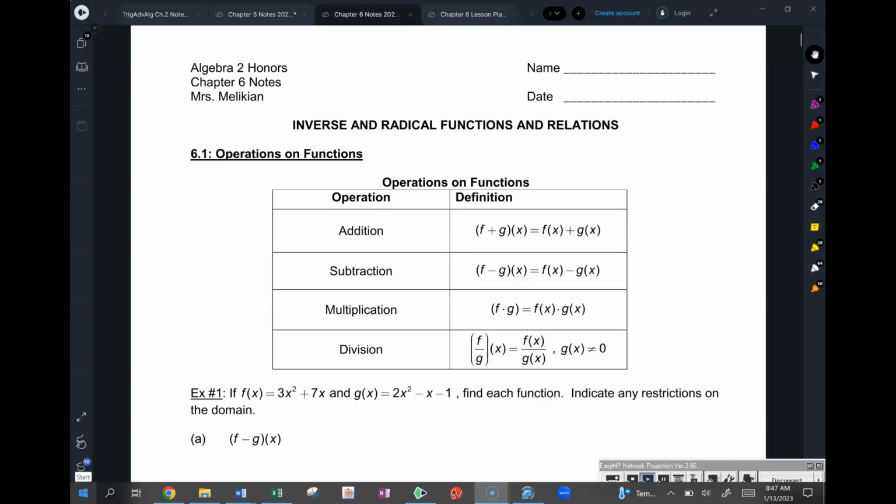Right. So in chapter 6, we're going to start talking about more functions. We're going to get into some radical functions. And then eventually we're going to get into rational, fractional functions.